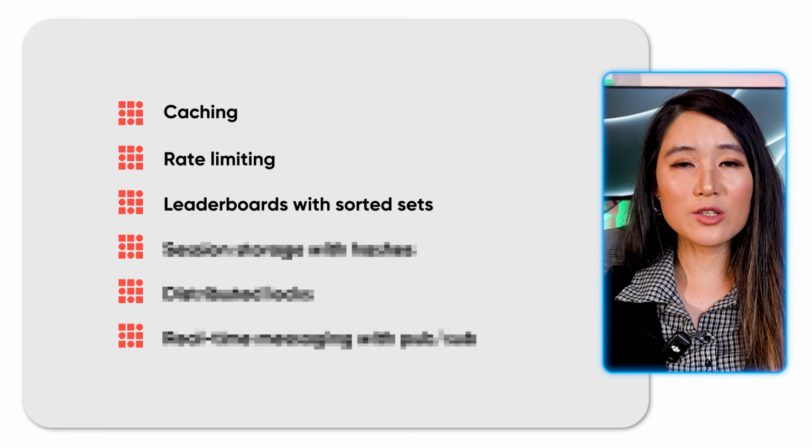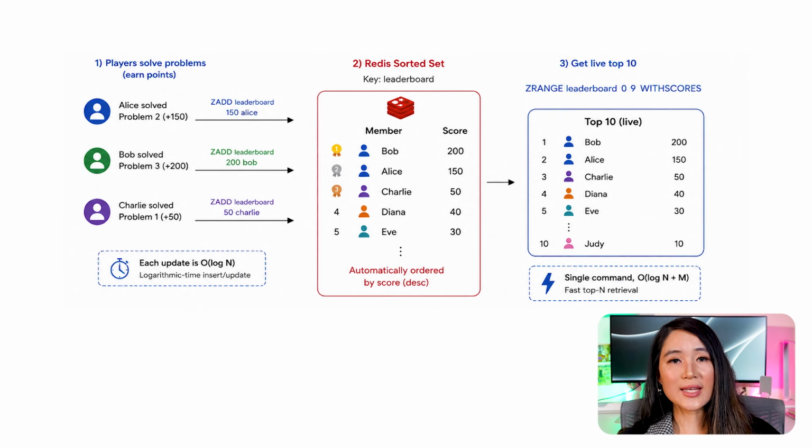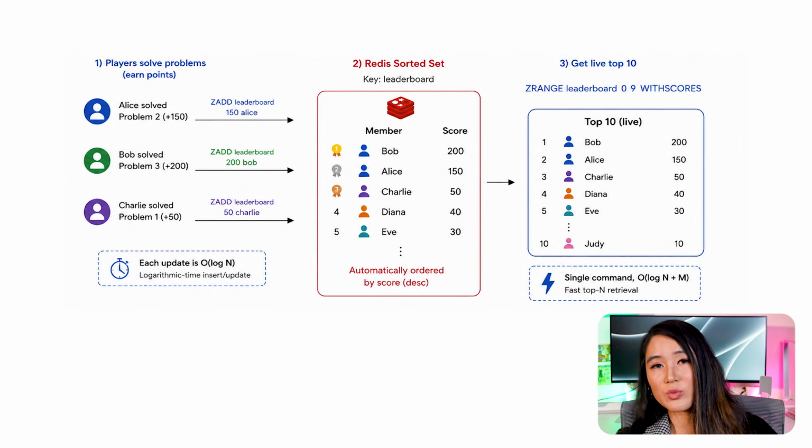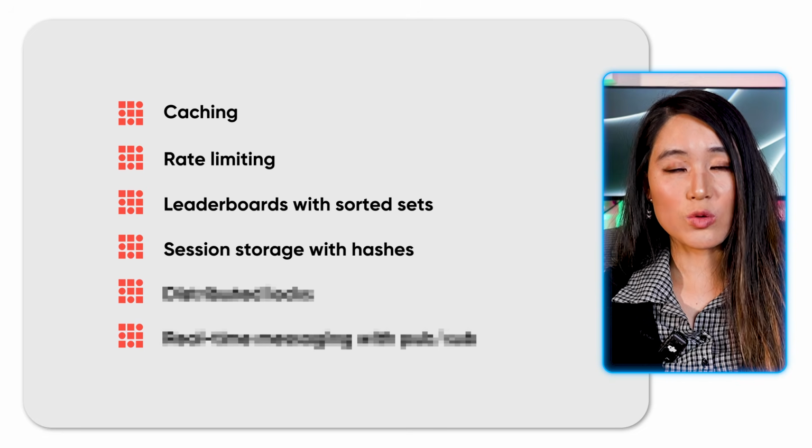Pattern 3 is leaderboards with sorted sets. A sorted set keeps every member ordered by a score with logarithmic time inserts and updates. Think of a LeetCode style contest ranking. Every time someone solves a problem, you update their score with ZADD, and fetching the live top 10 is a single ZRANGE command. Building that on SQL means resorting or maintaining indexes on every write. In Redis, it's the native data structure. Pattern 4 is session storage with hashes.